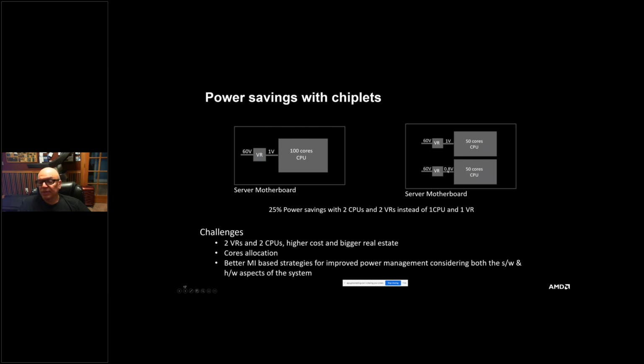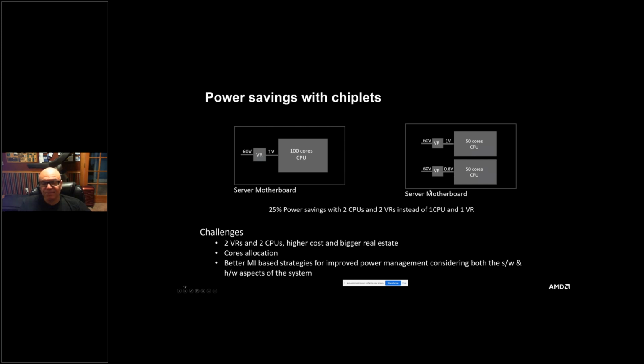Now, when you reduce voltage by 20%, you reduce power by 50%, at least the dynamic power. Forget leakage for a moment, because it's CV squared F, right? So it's a cubical function of voltage. So now these cores are consuming half the power of these cores. So overall, I would have saved 25% power by breaking this into two chiplets, each of 50 cores that are managed independently.